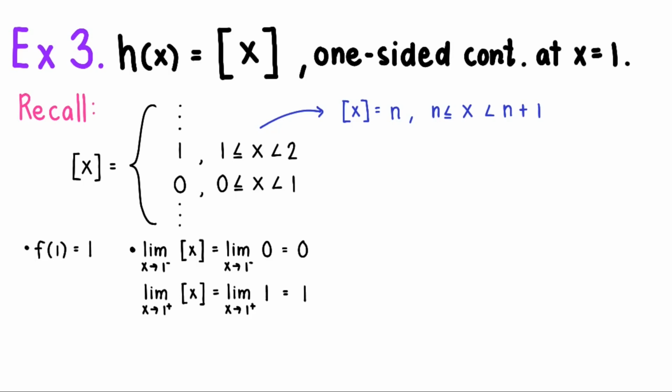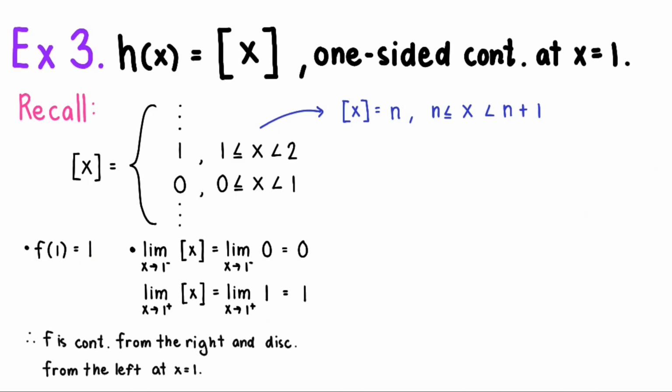And so now, observe that these two are equal while these two are not. So then, we can conclude that f is continuous. Again, this is just h, so just disregard that one. So h is continuous from the right, since these two are equal, while it is discontinuous from the left, since these two are not equal. So this is the one-sided continuity for h at x equals 1.